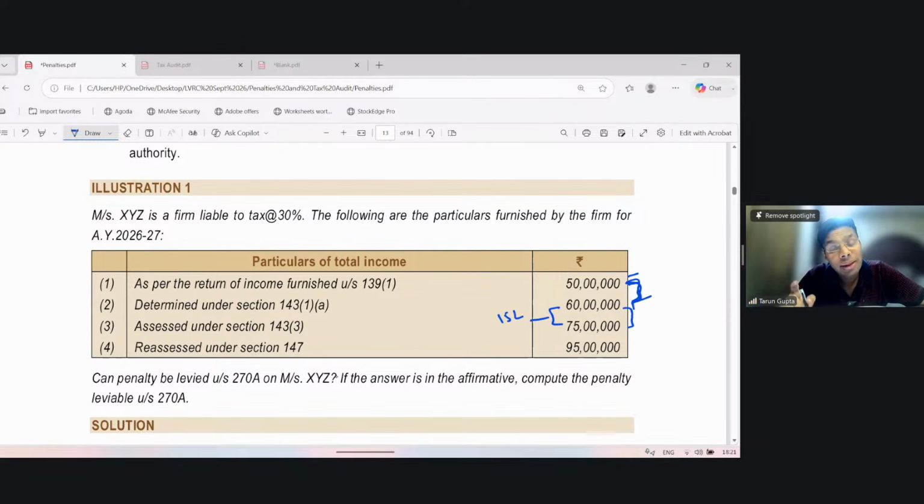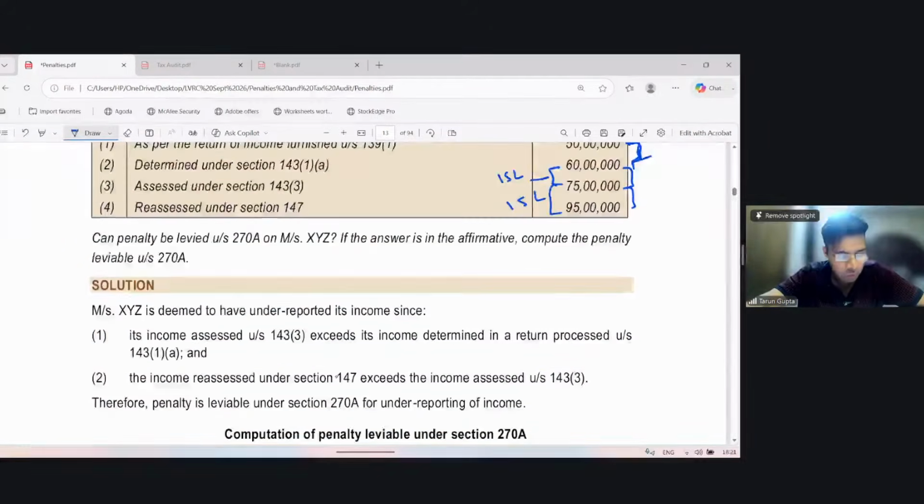And in case of reassessment, the income further increased to 90 lakh. So again, 15 lakh forms part of underreported income, 90 lakh minus 75 lakh. And the tax on this 15 lakh shall be the tax on underreported income. And if it's a case of underreporting, then 50% of such tax shall be the penalty. And if it's a case of misreporting, then 200% of such tax shall be the penalty.